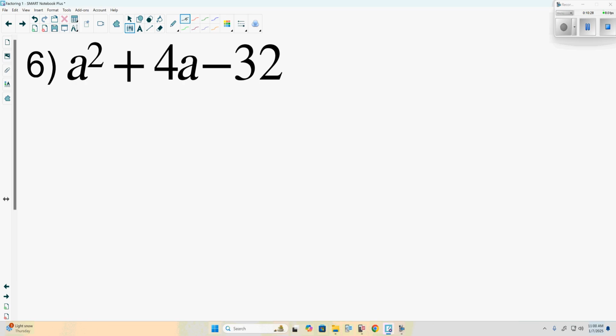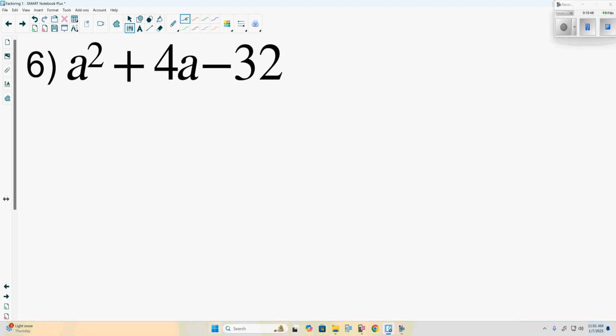Because 4a and 32 do have a common factor of 2. Actually, they have a common factor of 4. But is there a factor of 2 or 4 with a squared? No, it's just 1. We don't have a number in front of a squared. And 32 does not have an a term. So there is no greatest common factor.